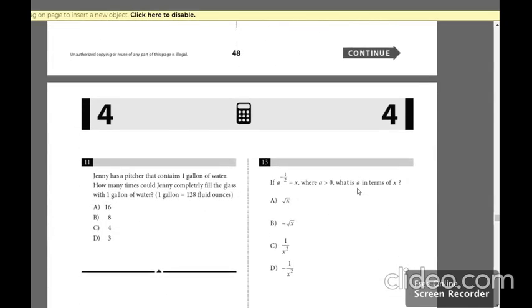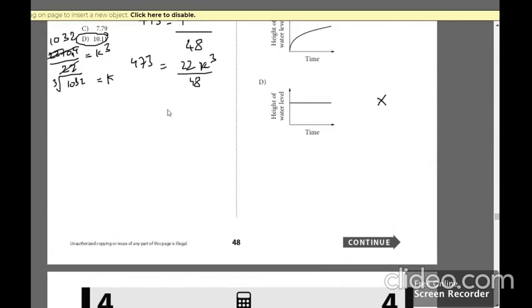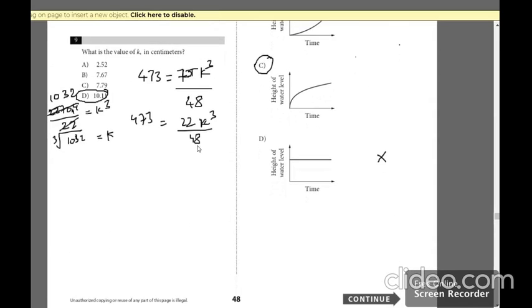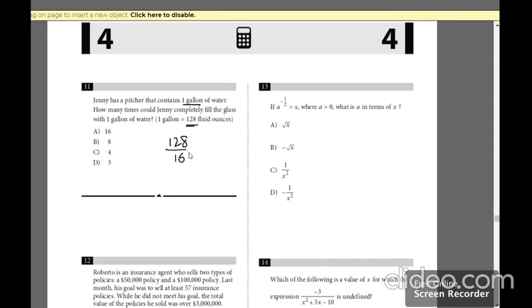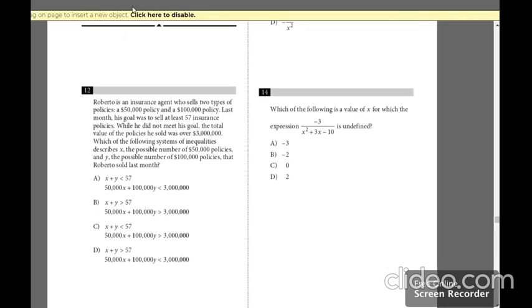Moving on to question number 11. Jenny has a pitcher that contains 1 gallon of water. How many times could Jenny completely fill the glass with 1 gallon of water? 1 gallon is given as 128. But if you go back and refer to the information, it is given that the glass is approximately 16 fluid ounces. So the same unit, 16 times 8, as 6 8s are 48, we will get option B.